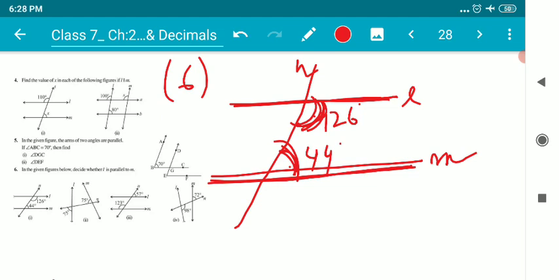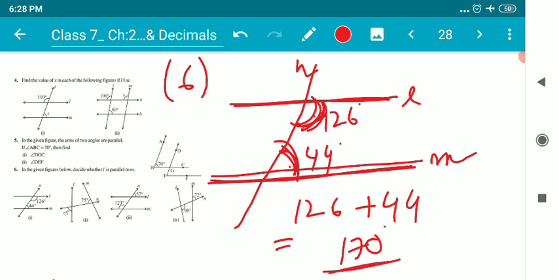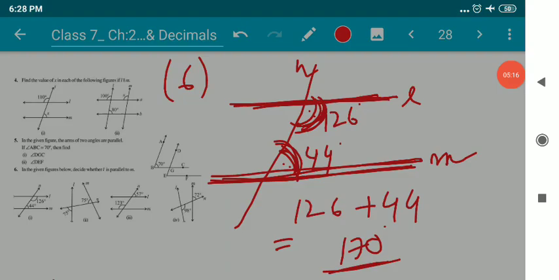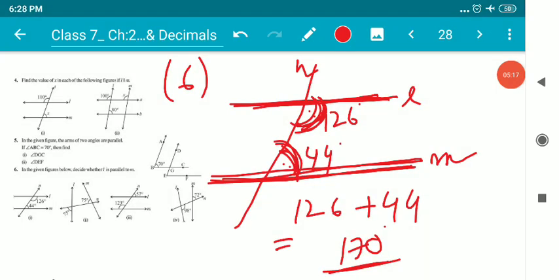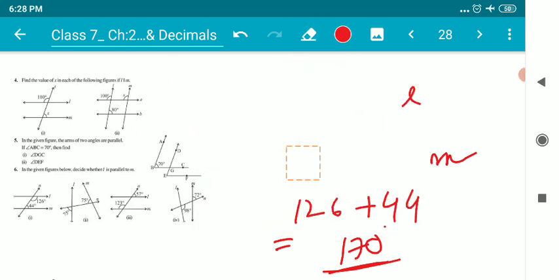So let us check by adding these two numbers, 126 and 44. 6 plus 4 is 10. 170 degrees. No, it's not coming to 180. So we cannot say they are co-interior angles on the same side of the transversal that sum to 180. So naturally, children, unfortunately, L and M are not parallel to each other. Okay. Let us talk about the next question, number 2.